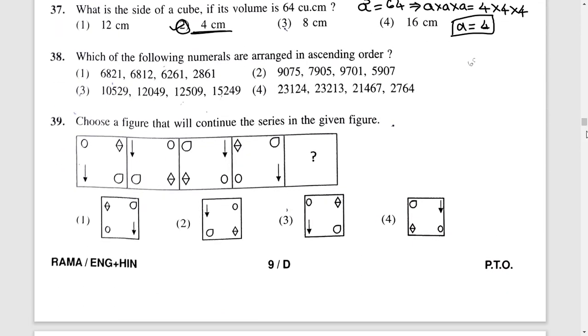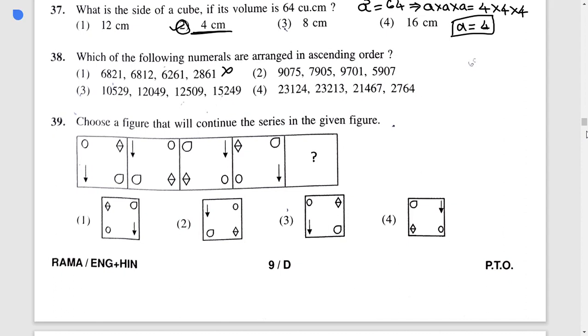Question number 38. Which of the following numerals are arranged in ascending order? Ascending order means increasing order. So first one 6821, 6812. So here itself it is decreasing. So this is not correct. 907579 again decreasing, again increasing. So this is not correct. 12509. So this is increasing. So option 3 is the correct answer here. So it is in increasing order.